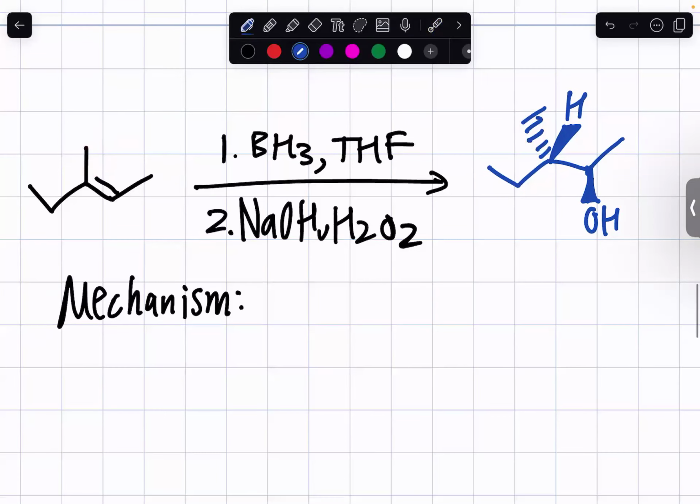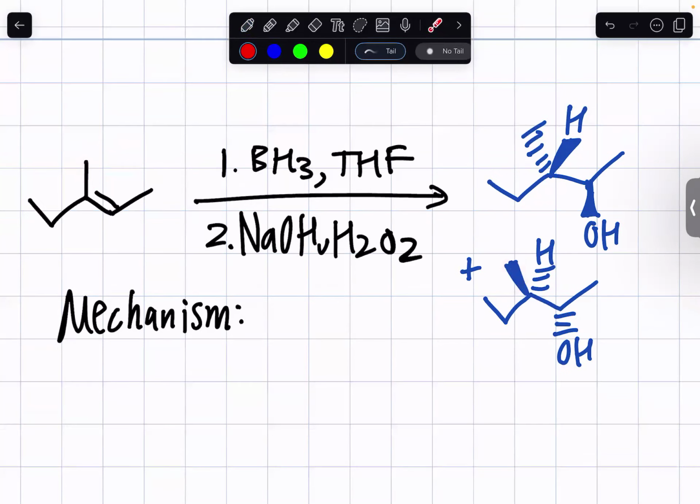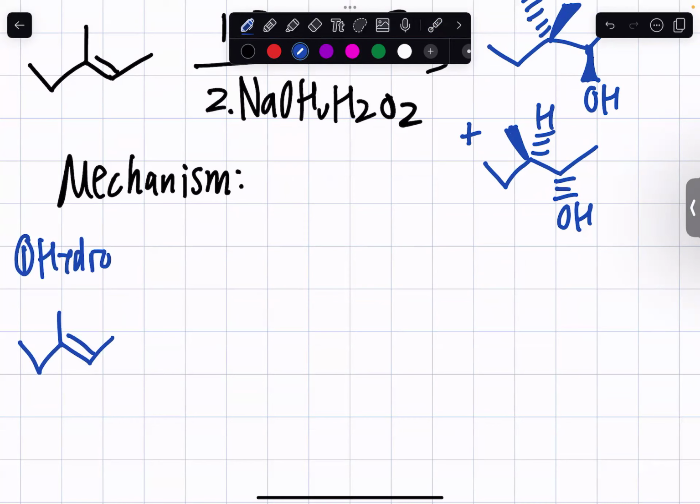The other product that we could get is this dash OH, making that dash H because it's syn addition, forcing this methyl to become a wedge here. So here's the mechanism. Let's say we bring in the alkene. There are two parts. The first part is hydroboration, which is this first part right here.